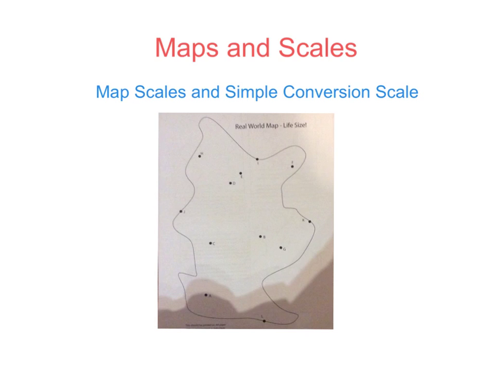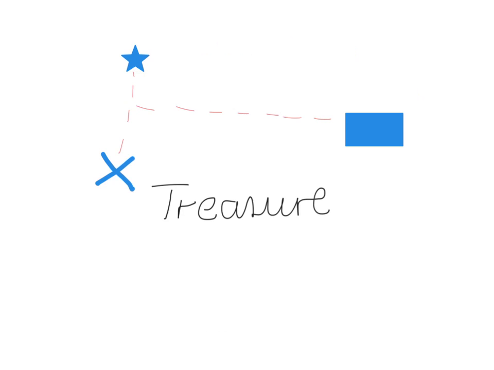Today we're going to revise map scales and simple conversion scales. On a map, we have a scale so we can find out what the real distance is by looking at the map. The scale may be written as a simple conversion scale where 1 centimeter represents 100 meters.